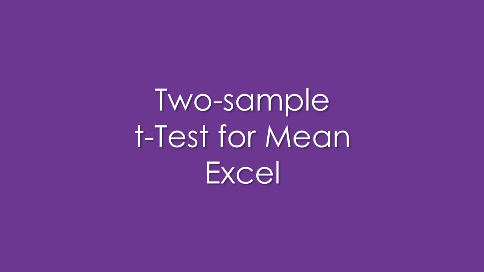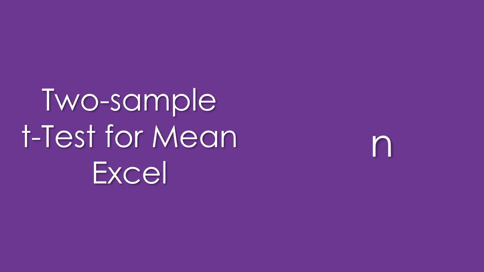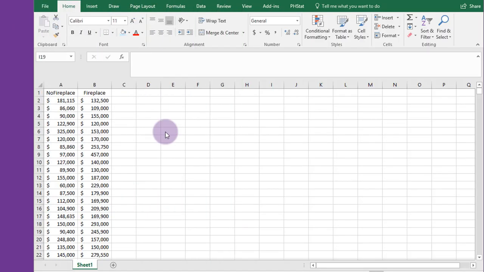Two-sample t-test for population means using Excel. We have some data about the price of houses with and without a fireplace. And we have a pretty good bit of data, about 2,000 records here that we want to analyze.